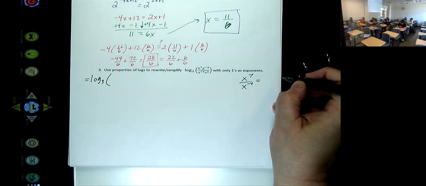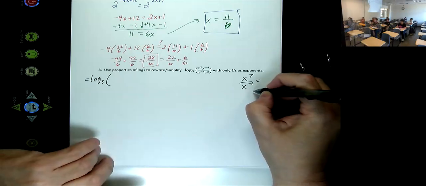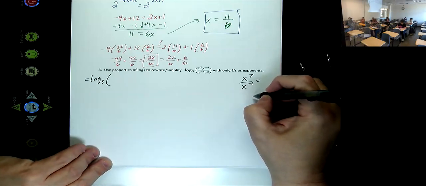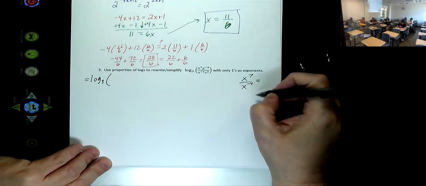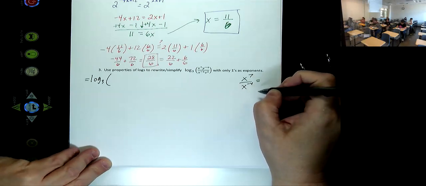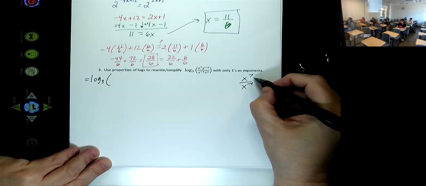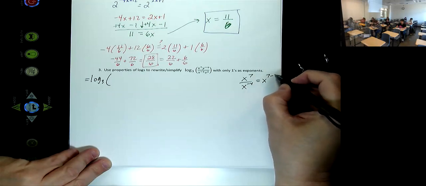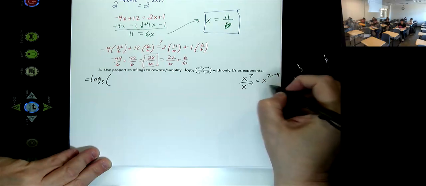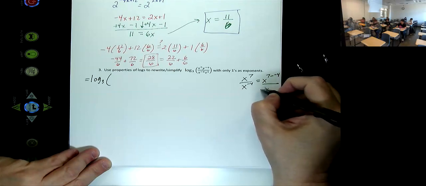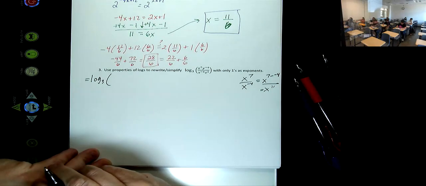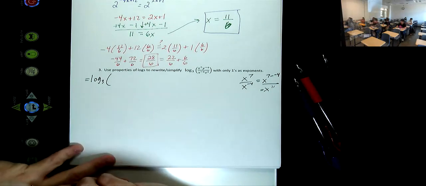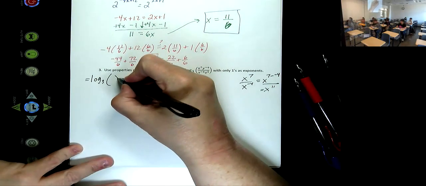Close, you have the right idea. When we have one number over the other, we subtract exponents. 7 minus -4 is x to the 11th. The negative sign threw you off. So I can rewrite this as x to the 11th.